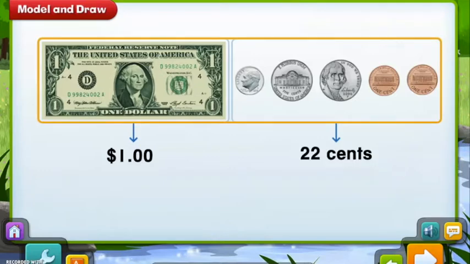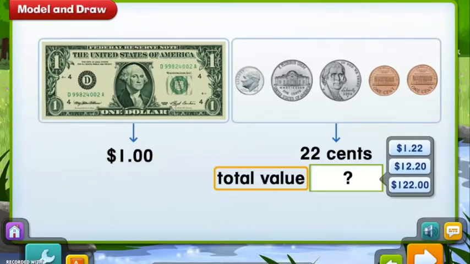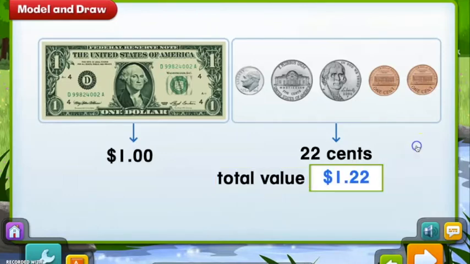How would you write the total value of this money amount? Select your answer. Okay, so we have 22 cents and we have $1. So our answer would be $1.22. So remember, we put the dollar sign, we put the $1, and then on the other side of the decimal point goes the cents. And we have 22 cents, so it would look like this. Great job! This shows the correct way to write $1.22.